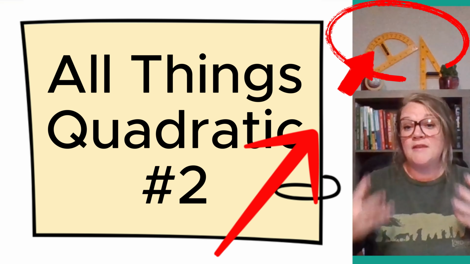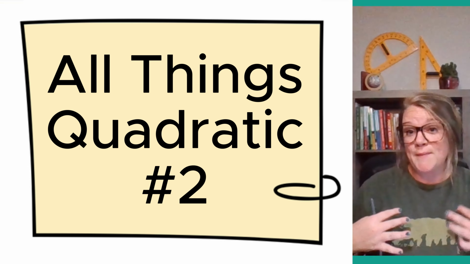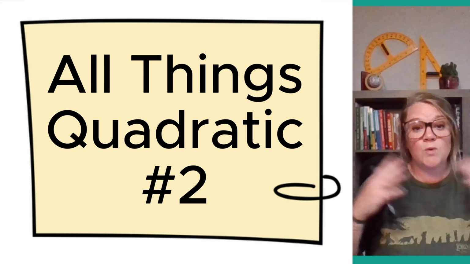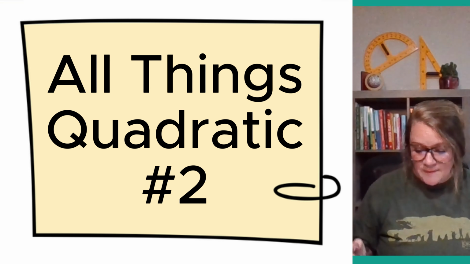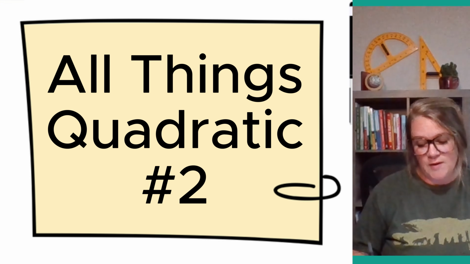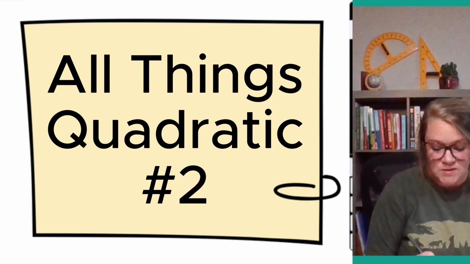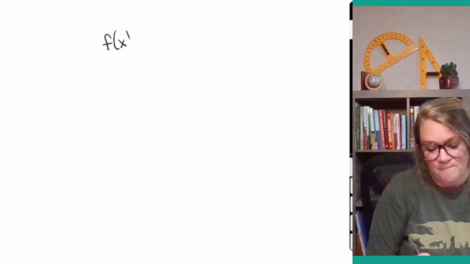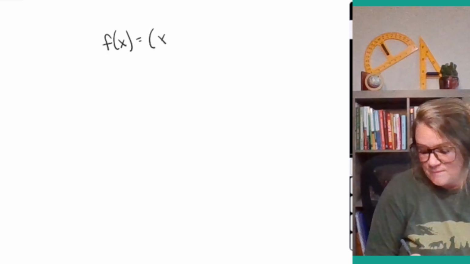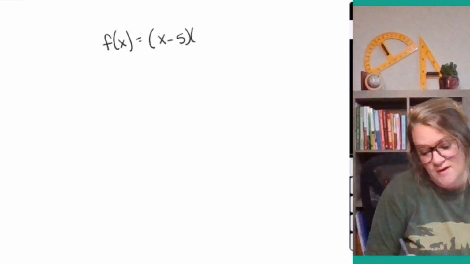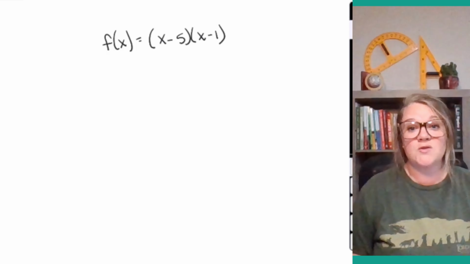It's right up here. This one is going to be very similar, except I'm going to give it to you in factored form instead, and we're going to have to do the same thing. So again, this video will be all based around one function, and we're going to find all the things about that function. So here's going to be our function. F of x equals the quantity x minus 5 times the quantity x minus 1.